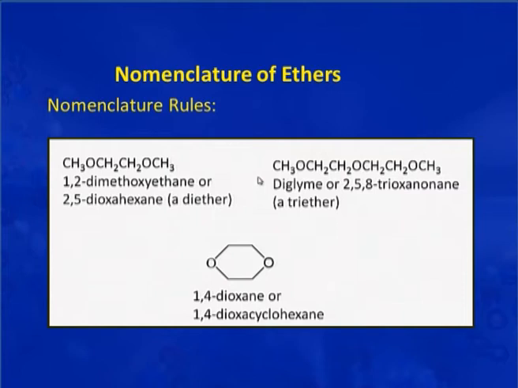Here in this molecule, this is a triether, and you can see that in a chain of 9, that is in nonane, we have oxygen at position 2, 5 and 8. So, the name given to this molecule is 2,5,8-trioxanonane. The common name for the molecule is diglyme, and this is a triether. This again, the 1,4-dioxane or 1,4-dioxacyclohexane is a cyclic diether. All these molecules are good solvents in organic reactions.